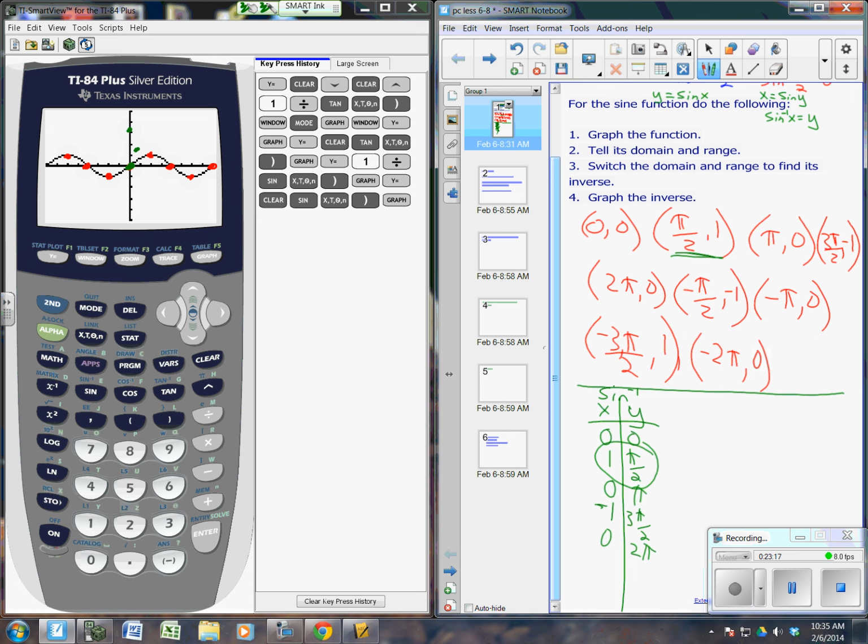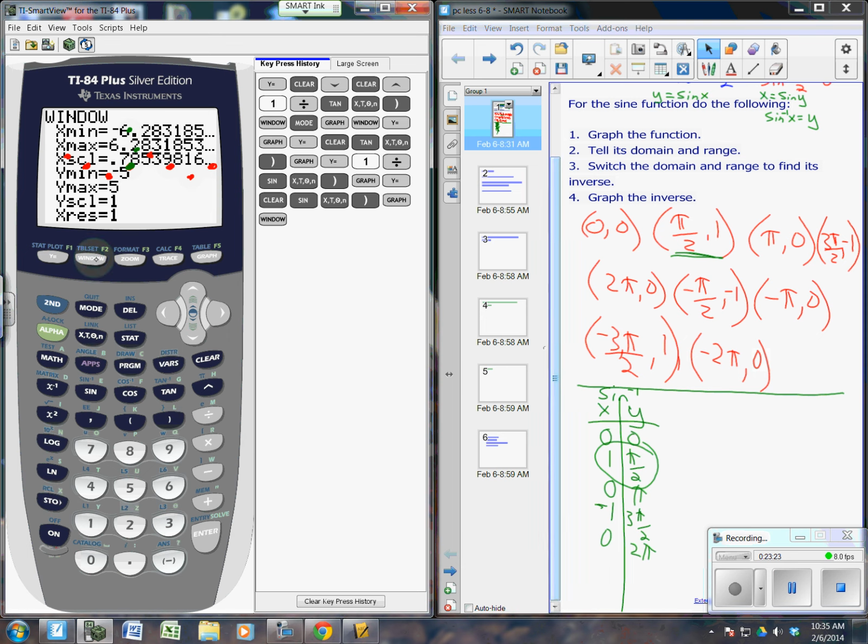Yeah. Well, I could switch the window. Is that what you're saying? We could switch the window. We could go to window, and instead of up here, we have, we can go to -5. Actually, we could, yeah, -5.